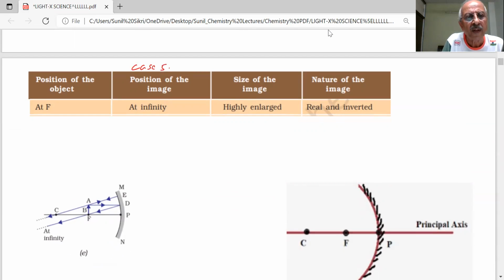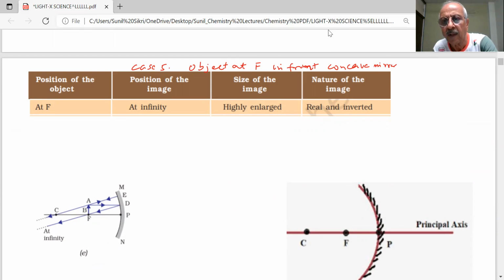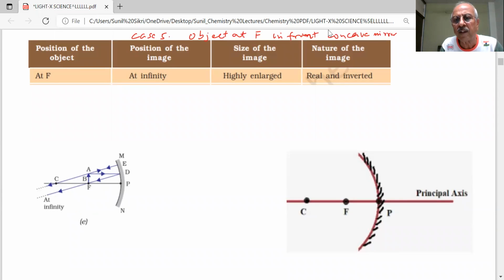Case 5: if the object is at focus F in front of a concave mirror. The mirror I'm using is a concave mirror. What will happen now? I am putting the object here, students. This is my A and B. First I always use rule number 1, and you know what happens: the ray parallel to the principal axis passes through the focus.